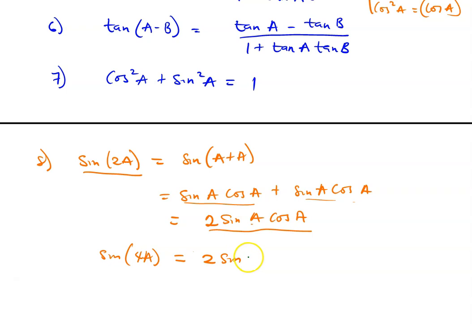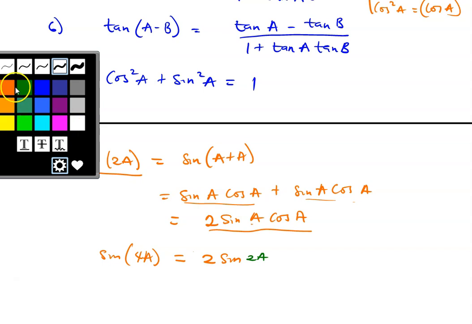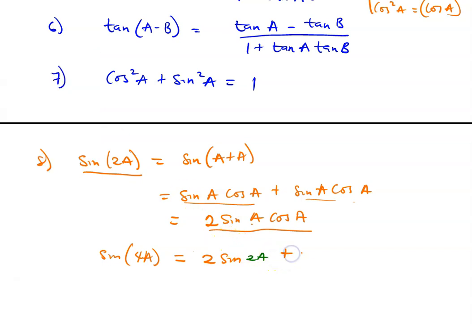So sine 2A plus cos 2A. So we just increase the angle over here. If you have sine 8A, sine 8A is simply going to be what? 2 sine 4A plus cos 4A. You should take note of it.